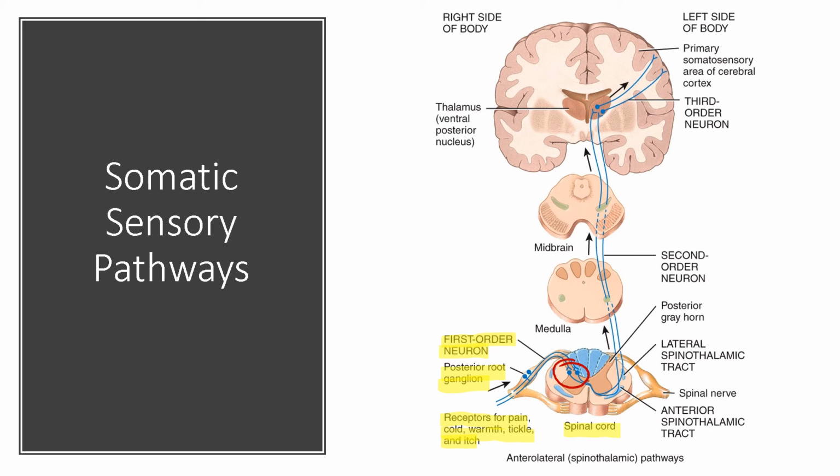Those second order neurons have their cell bodies in the posterior gray horn of the spinal cord. This is where those second order neuronal cell bodies are for the spinothalamic pathway.